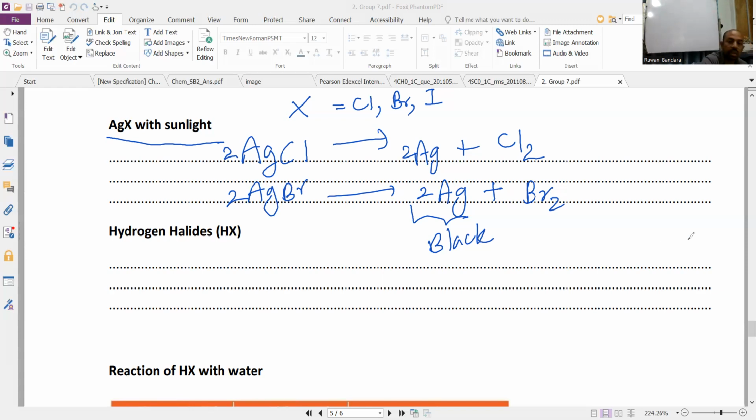You have to write the reaction for how silver chloride is soluble in ammonia. It's better to know.